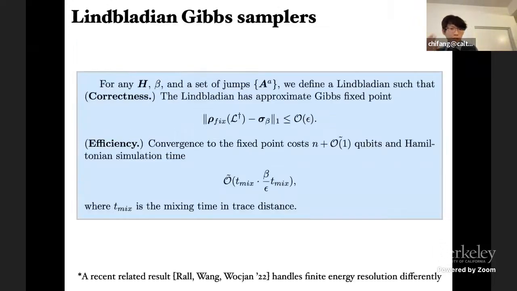All right, so now let's look at our main result. As a user, you just choose the Hamiltonian, temperature, and some set of jumps, for example, local Paulis. That defines a Lindbladian that has the following nice properties. The fixed point is correct up to some controllable error epsilon. The algorithm is efficient as long as it mixes quickly.